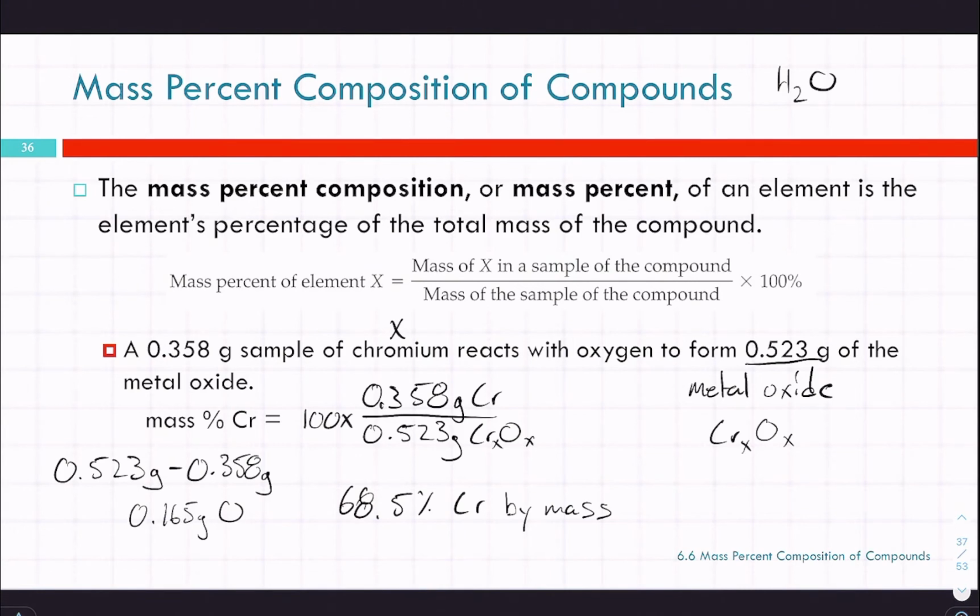So 0.165 now divided by 0.523 grams of the chromium oxide, or the metal oxide. And then times 100 will give us 31.5% oxygen by mass. And sure enough, in this case, the two of those together add up to 100. So both of those elements make up the whole thing. Any questions about percent mass?